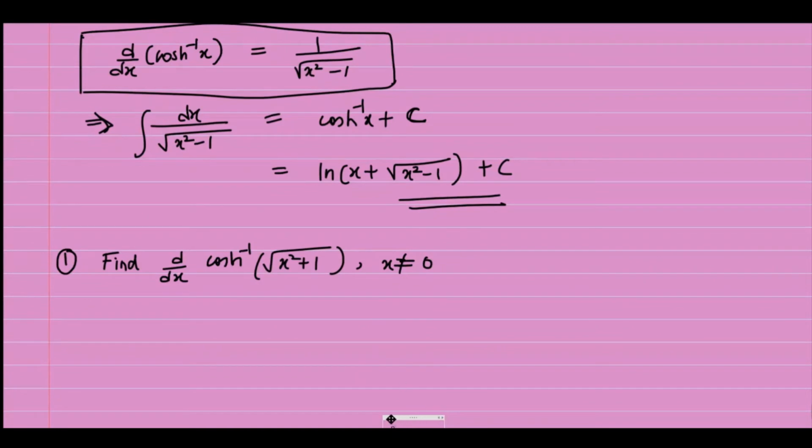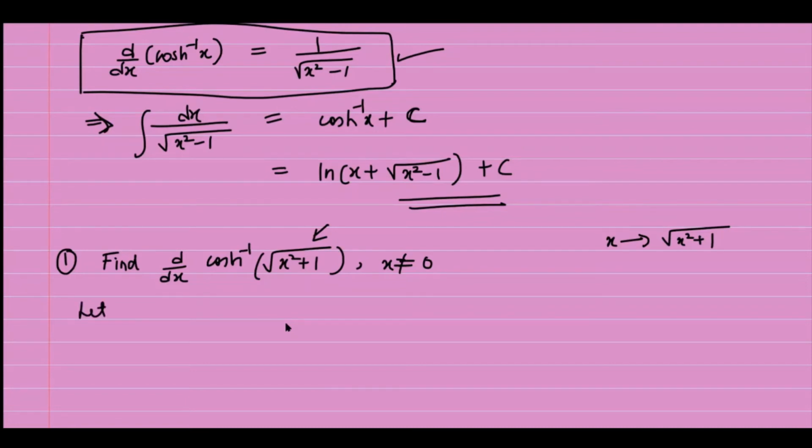Now we will see this problem. Find derivative of cosh inverse of square root of x square plus 1, where x is not equal to 0. So we know that derivative of cosh inverse of x is given by 1 by square root of x square minus 1. So here we have to find derivative of cosh inverse of square root of x square plus 1. So in place of x here we have square root of x square plus 1. So in the formula also, instead of x we have to replace it by square root of x square plus 1.